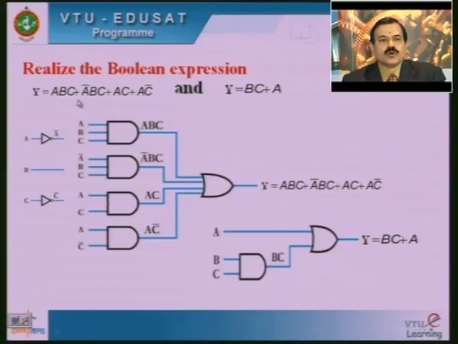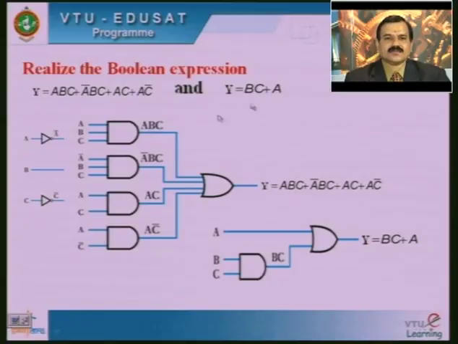So now to achieve this addition operation, a 4-input OR gate is taken, and all the outputs of the individual gates are connected to its input terminations, and finally Y at the output of the OR gate is seen as Y equals ABC plus A bar BC plus AC plus AC bar.